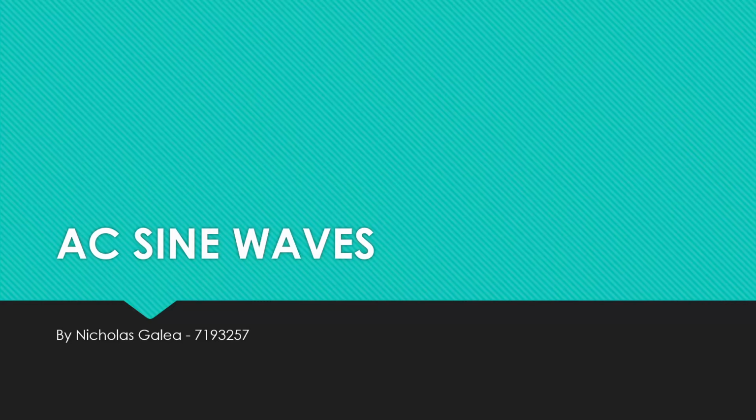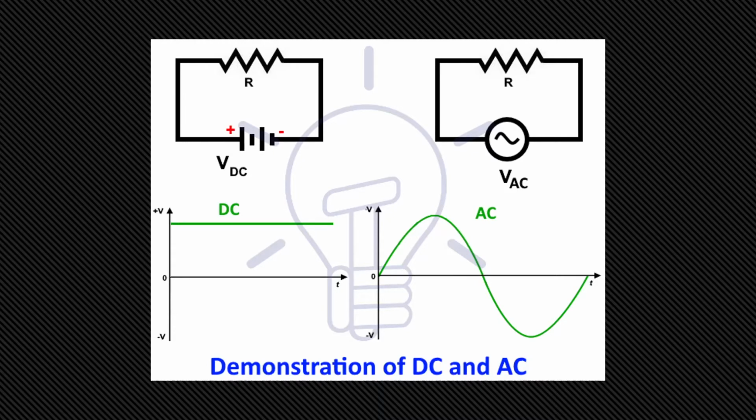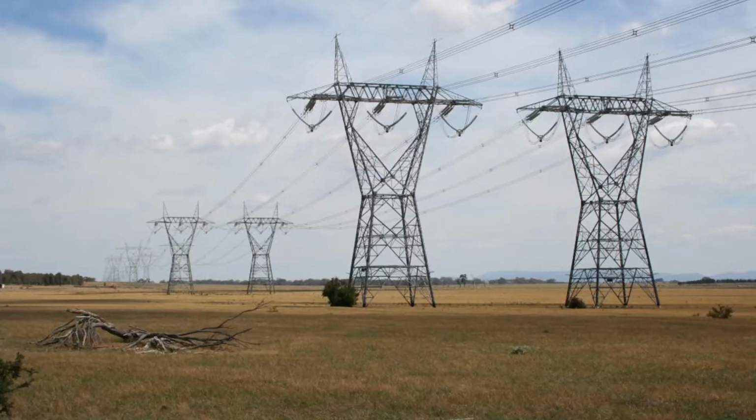AC power, also known as alternating current, is constantly changing its polarity, whereas DC power, or direct current, is a more consistent delivery of voltage and can be displayed in a linear fashion. Alternating current is what we use all across Australia, as it is much easier to deliver over large distances as there is only a small voltage drop.